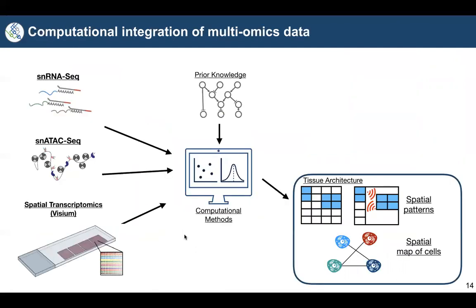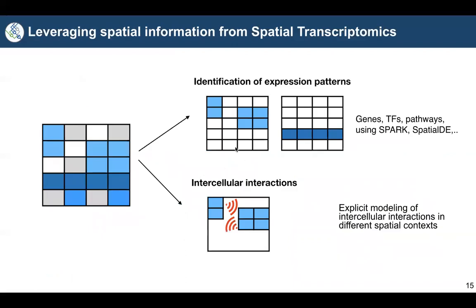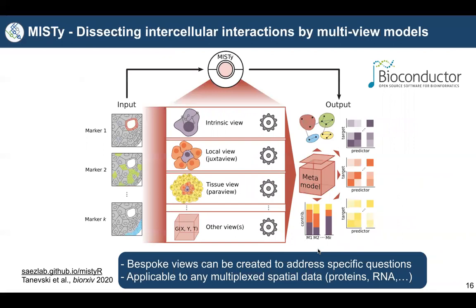Up to this point, we have not used the spatial information encoded in 10x Visium, which can help us to explore the tissue architecture. On the one hand, one could estimate spatially variable markers with the help of tools such as SpatialDE, SPARK, or Trendsceek. On the other, one could explicitly model intercellular interactions by estimating the dependencies between markers in different spatial contexts. For the latter task, Jovan Tanevski, a postdoc in our group, developed MISTy.